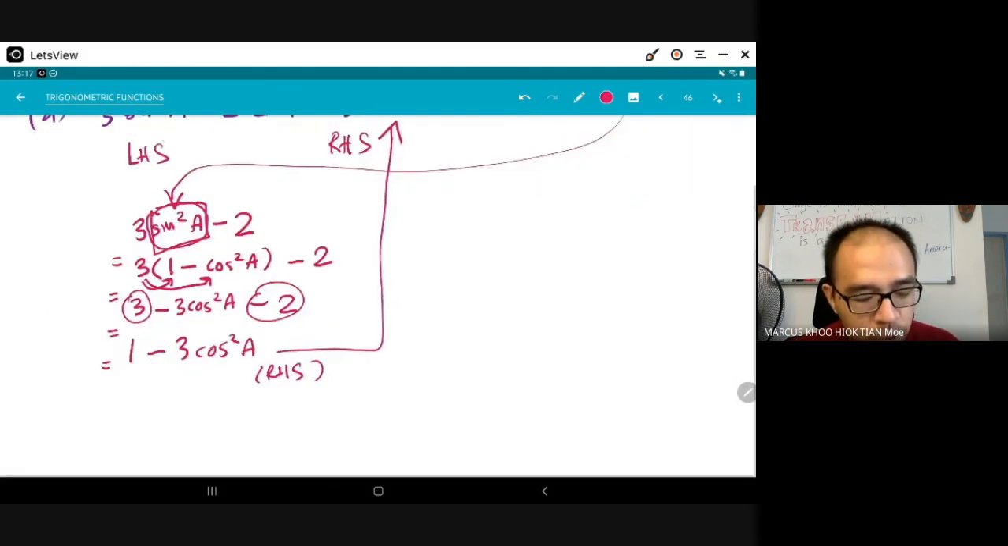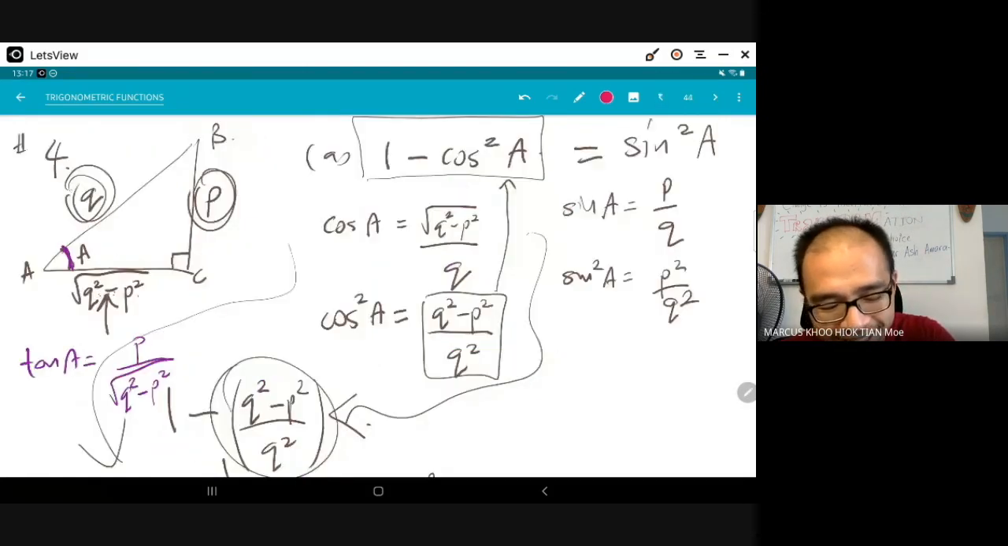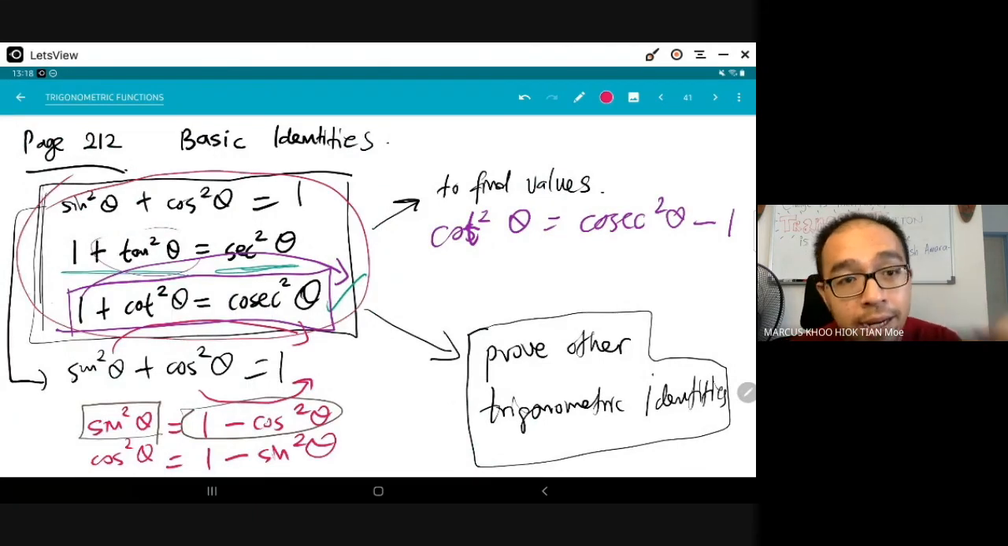Okay, and therefore you can write down here, you can write QED if you want, or you can write proven. QED is Latin for something. I can't remember what it is, but it means proven in Latin. So you can write QED, you can write proven, or whatever. But this is how we would prove an identity. But it always starts with really familiarizing yourself with these basic identities.